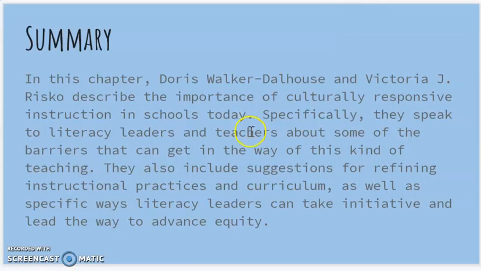Just a quick summary. In this chapter, the authors describe the importance of culturally responsive instruction in schools today. Specifically, they speak to literacy leaders and teachers about some of the barriers that can get in the way of this kind of teaching. They also include suggestions for refining instructional practices and curriculum, as well as specific ways literacy leaders can take initiative and lead the way to advance equity.